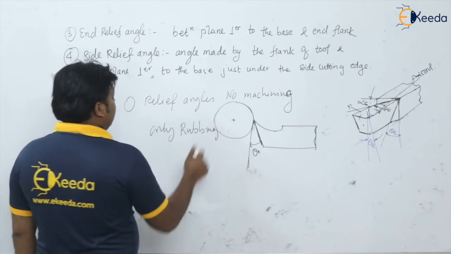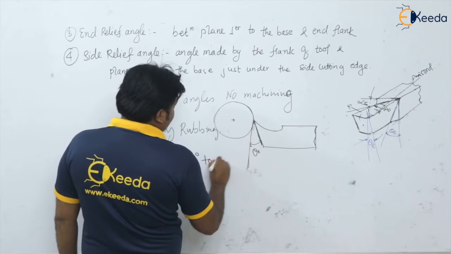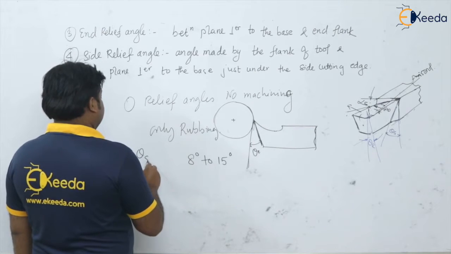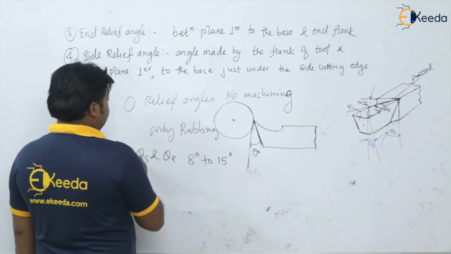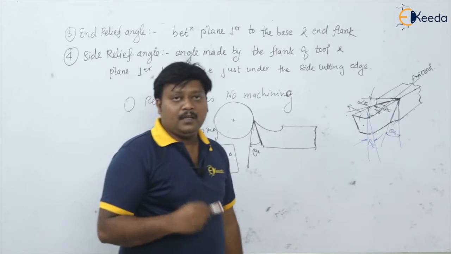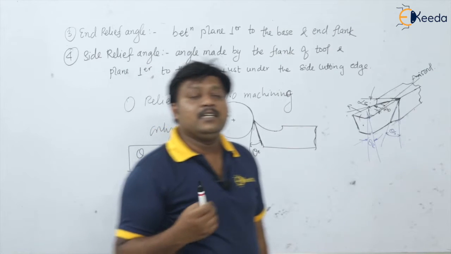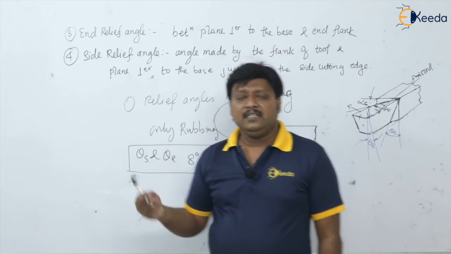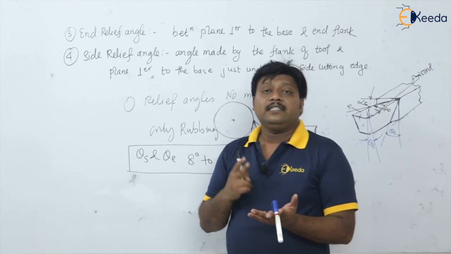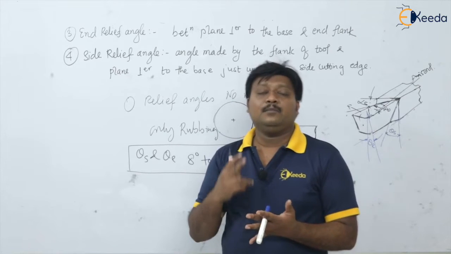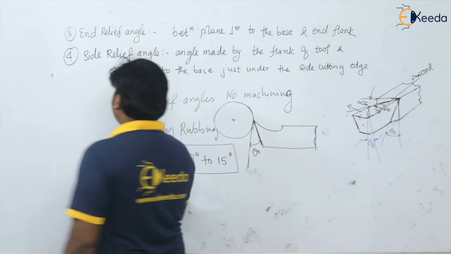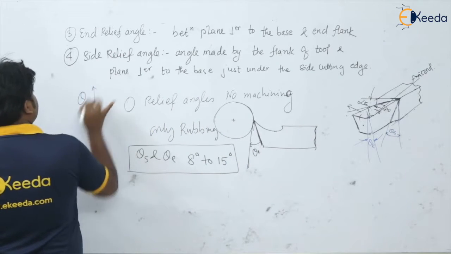And what is the value of these angles? It is from 8 degree to 15 degree. So the value of this theta S and theta E we can use is from 8 degree to 15 degree. Now let us check the effect of these relief angles on our various machining parameters we have taken, like force, strength, load carrying capacity, tool life and all. Let us see what will happen if we go on increasing the relief angles.